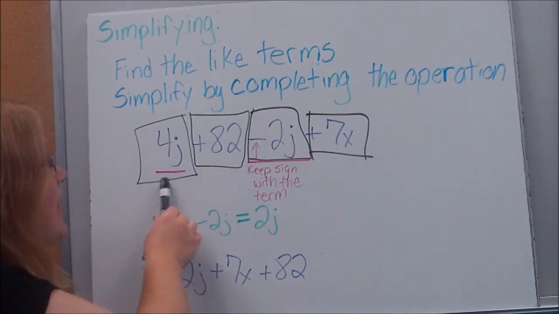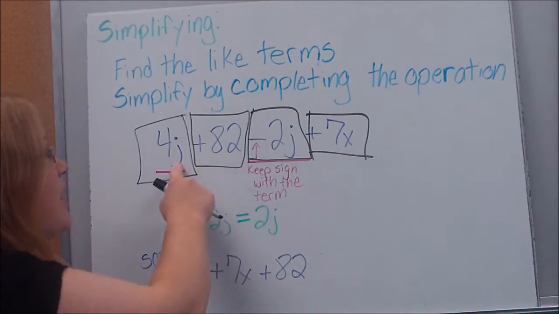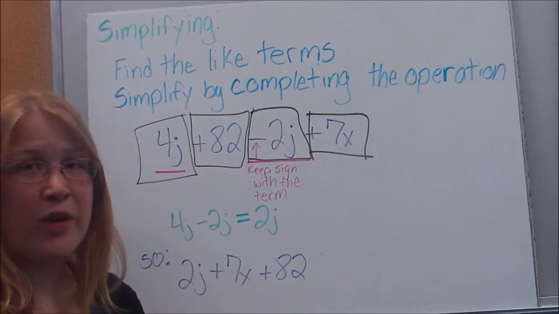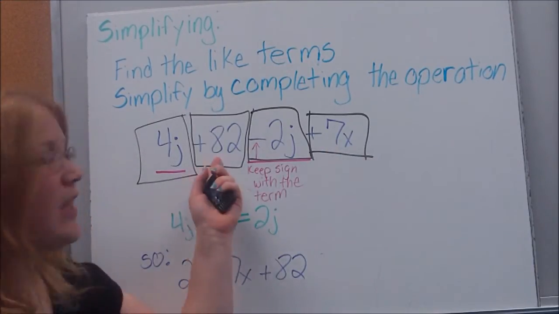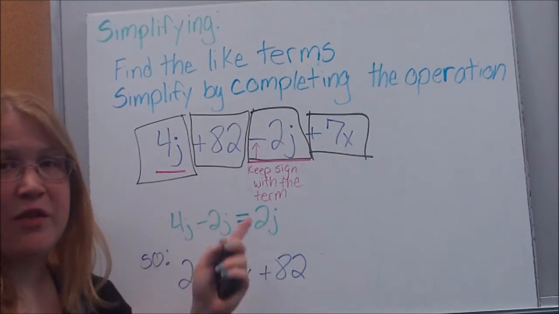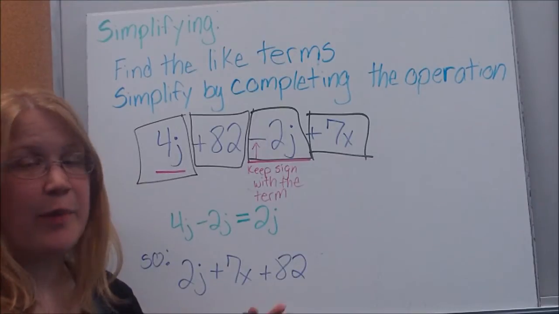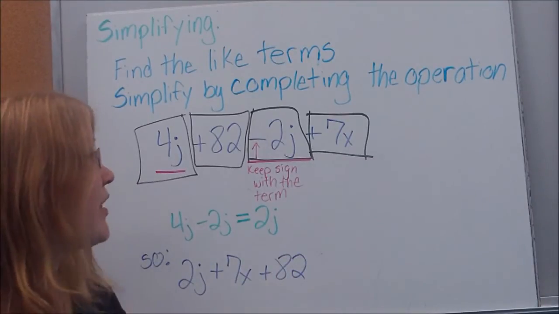So here, what I had underlined in pink are two like terms. These both have j's in them. This is an x. X's and j's do not go together. They're puzzle pieces that don't fit. Here we have our constant. There is no variable with it. There's nothing for us to combine that with. It doesn't have a variable, so it can't combine with these other ones either.